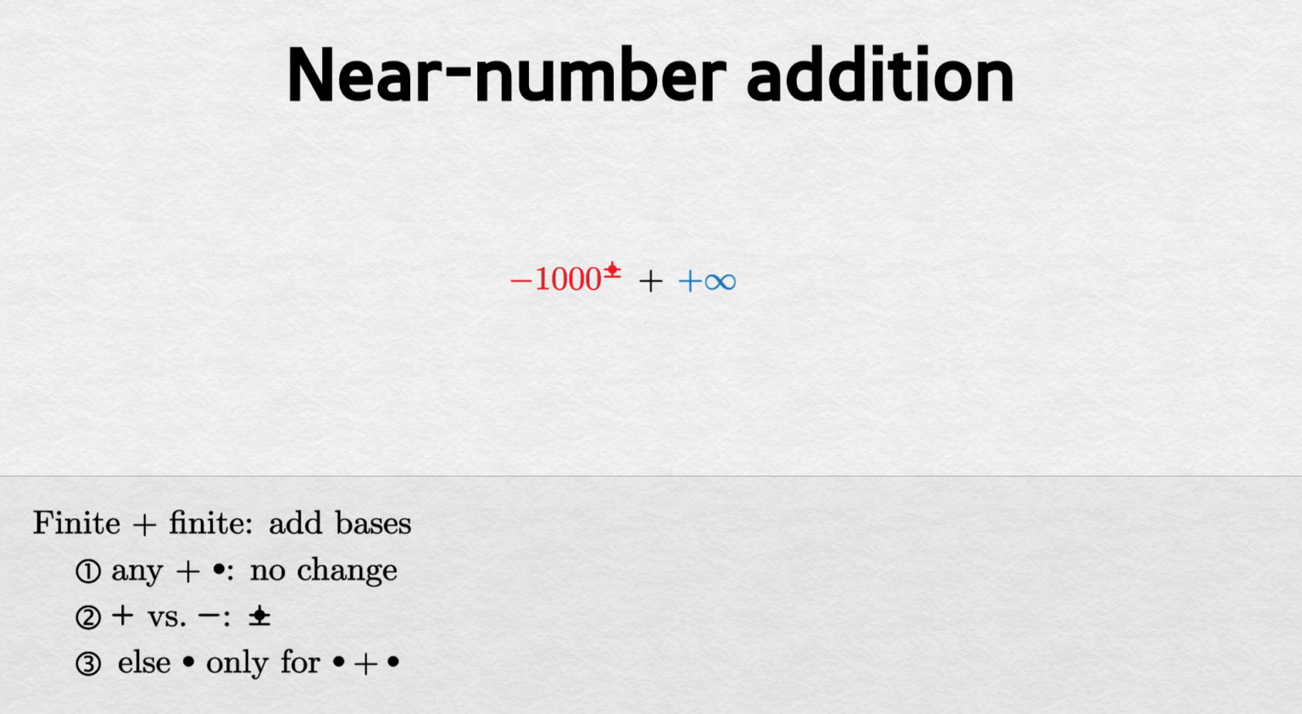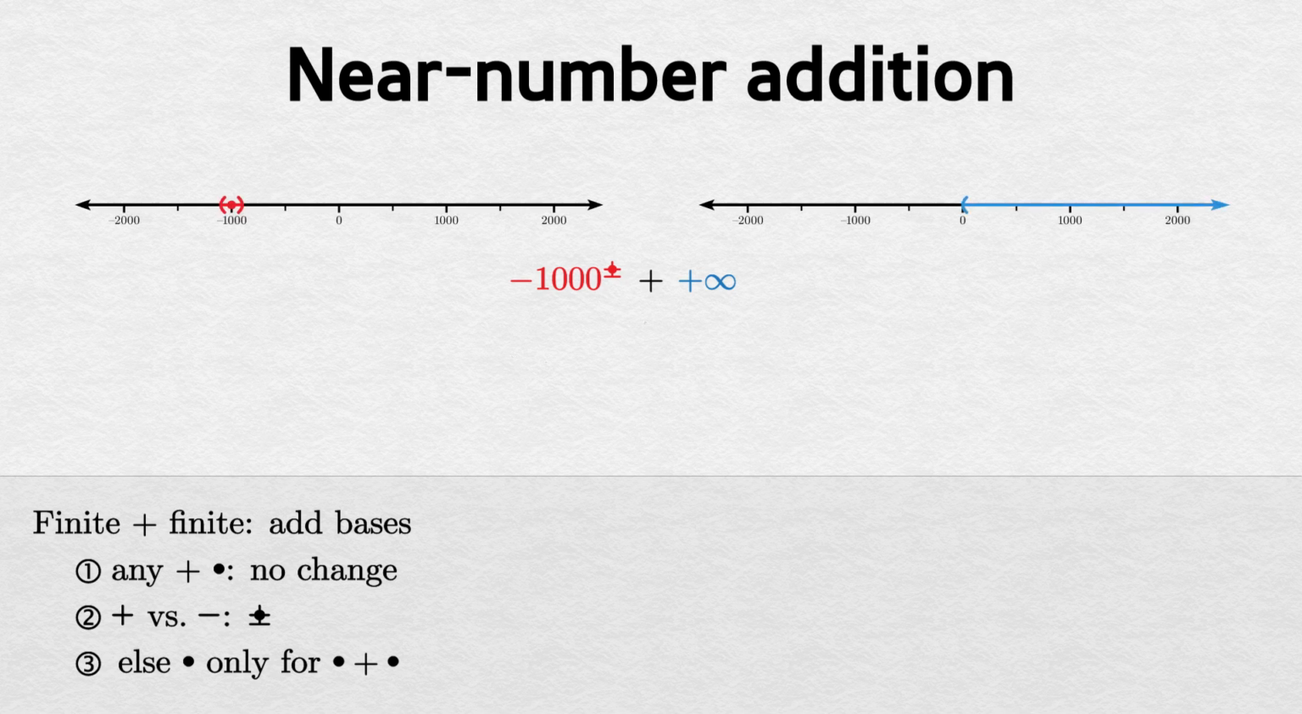Suppose we add negative 1,000 plus minus dot to positive infinity. We plot both slices and see where the sums live. We're adding around negative 1,000 to each number in the slice of positive infinity. So the result is slid back around 1,000 units. Now what happens when they squeeze? The negative 1,000 plus minus dot just squeezes in towards negative 1,000, which doesn't have much effect on the sums. The positive infinity, on the other hand, pushes farther and farther to the right, which eventually has quite an effect.